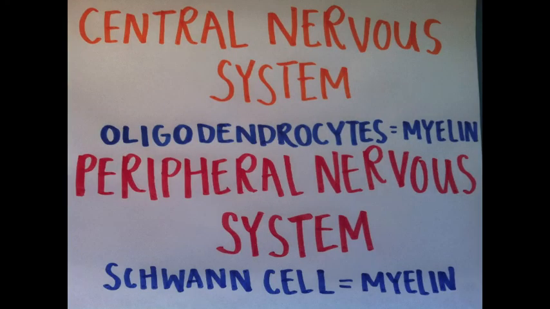So there are two parts of your nervous system: the central nervous system and the peripheral nervous system. The central nervous system makes up the brain and the spinal cord. The peripheral nervous system is what makes up everything else. In the central nervous system, there are cells called oligodendrocytes, and they make up the myelin, while in the peripheral nervous system, Schwann cells make it up.